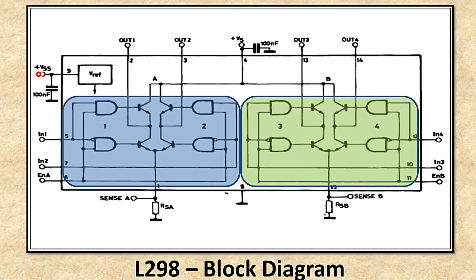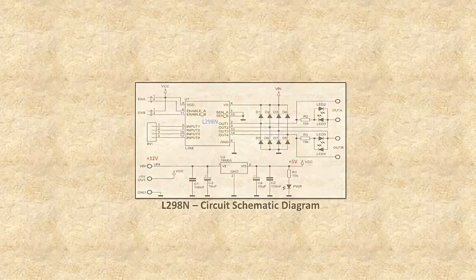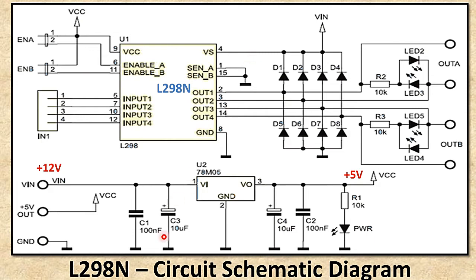VSS is the supply and VS is another supply. VSS is the logical supply and VS is the power supply. This is the circuit schematic diagram of L298. VIN is the high voltage supply, VCC is the logic supply which drives the integrated chip. 12 volts VIN is converted to 5 volts DC which powers the logical circuitry. VIN drives the motors.